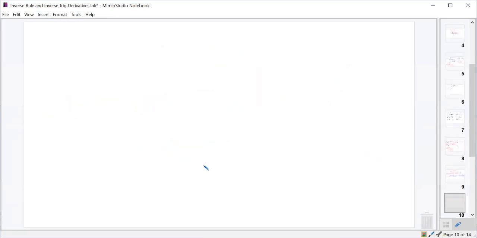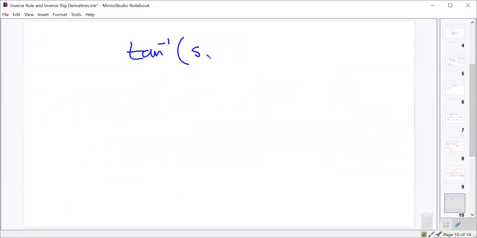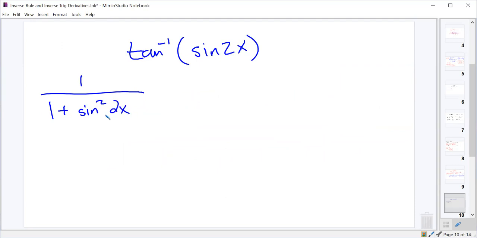All right, last one we're going to do here. We had, what do we have? We had inverse tangent, I think, of, what was it, sine 2x. So inverse tangent of sine 2x. If we're going to take the derivative of that, the derivative of inverse tangent of u should be 1 over 1 plus sine squared 2x, 1 plus u squared, times the derivative of u.